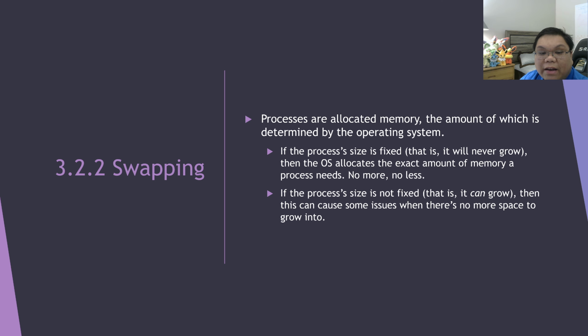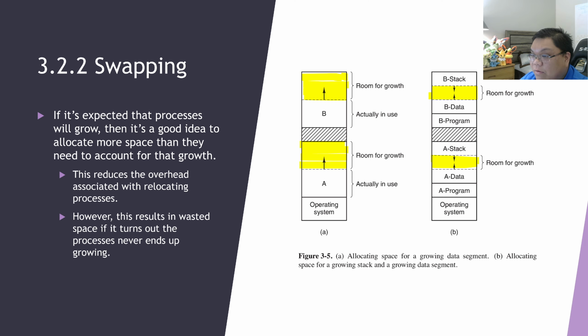When a process is created, it's allocated some amount of memory that is determined by the operating system. If the process is fixed in size, that is, it'll never grow, then the OS will allocate the exact memory it needs. No more, no less. But if the process is expected to grow, then it can cause issues if there's no more room to grow. So if you know that a process is going to grow, it's a good idea to give it more space than it needs.